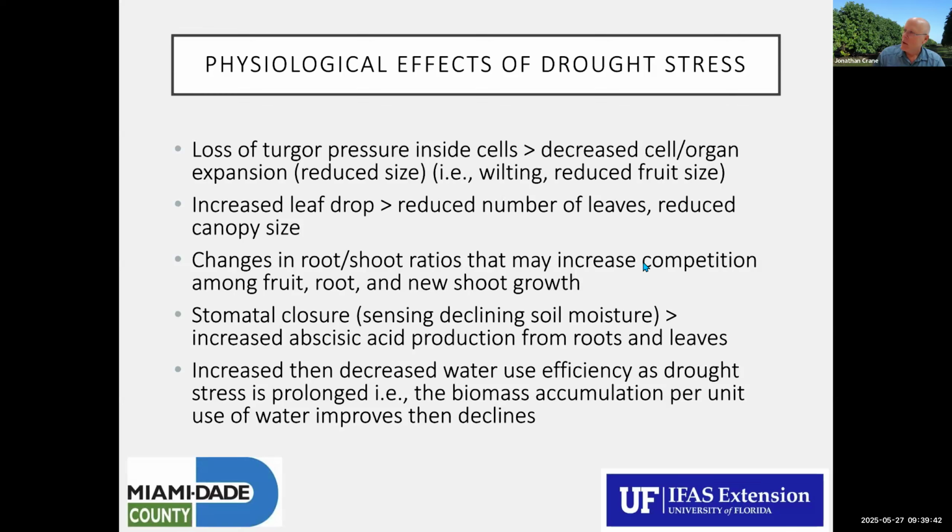So you also end up with less biomass accumulation per unit use of water. So you're producing less carbohydrates, less energy for the plant, when it's needed.